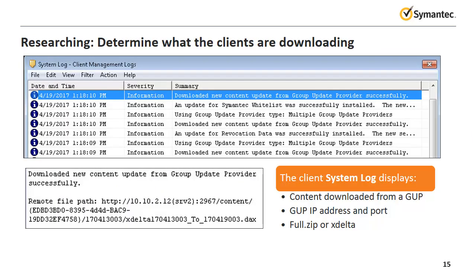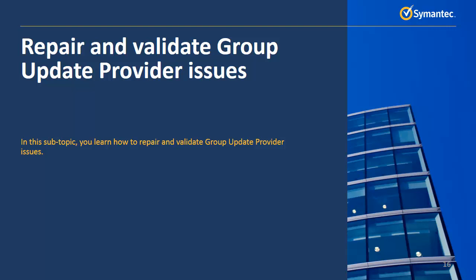Determine what clients are downloading from the GUP in the system log. The client system log displays the content downloaded from a GUP, the GUP network information, and whether it downloaded a full .zip or a delta.